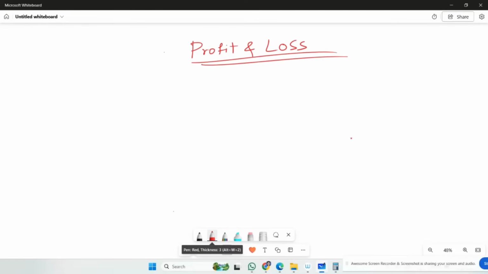Profit and loss. We all know that profit and loss are connected with business, right? Business means purchasing some items and selling them. Through this process, we will gain something, we will lose something. So, in this profit and loss, we have to learn some terms. First one is cost price.